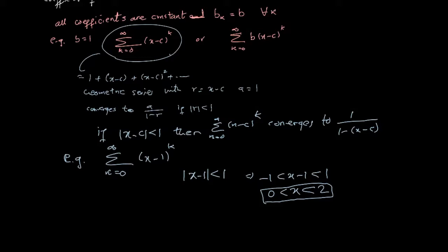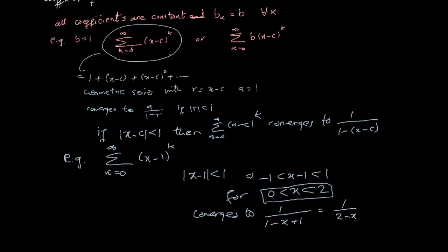First of all, it will be convergent, and second, it will in fact converge to 1 divided by 1 minus (x minus 1), which is 1 divided by 1 minus x plus 1. So it's equal to 1 over 2 minus x. So it converges to 1 over 2 minus x.